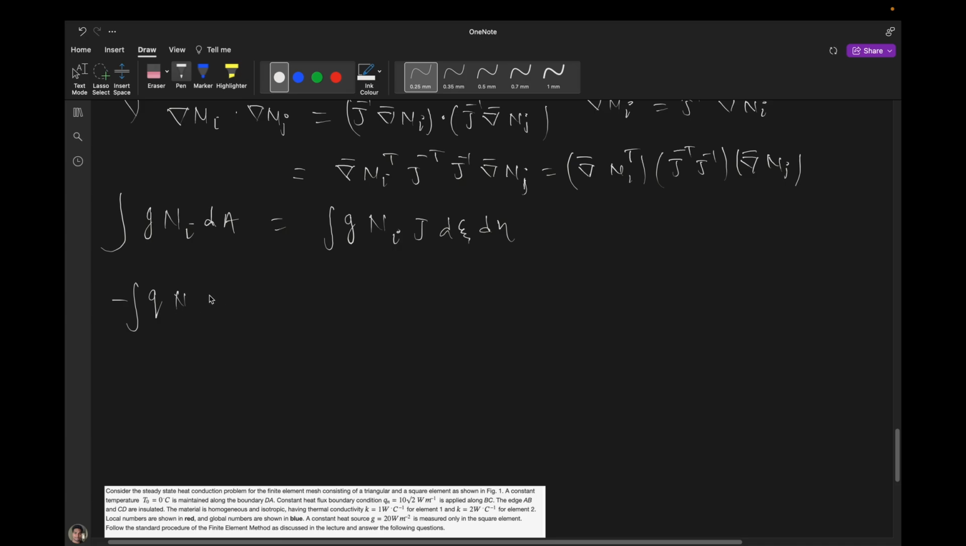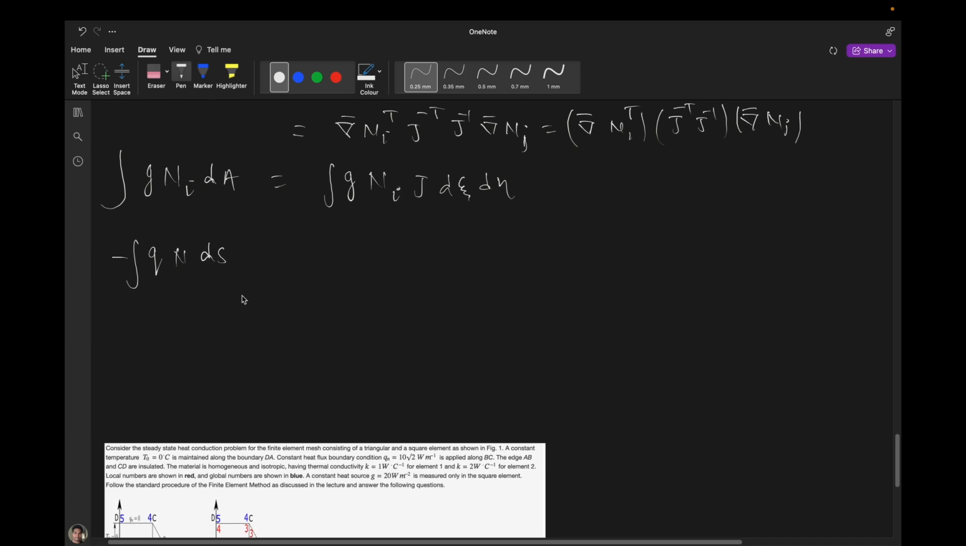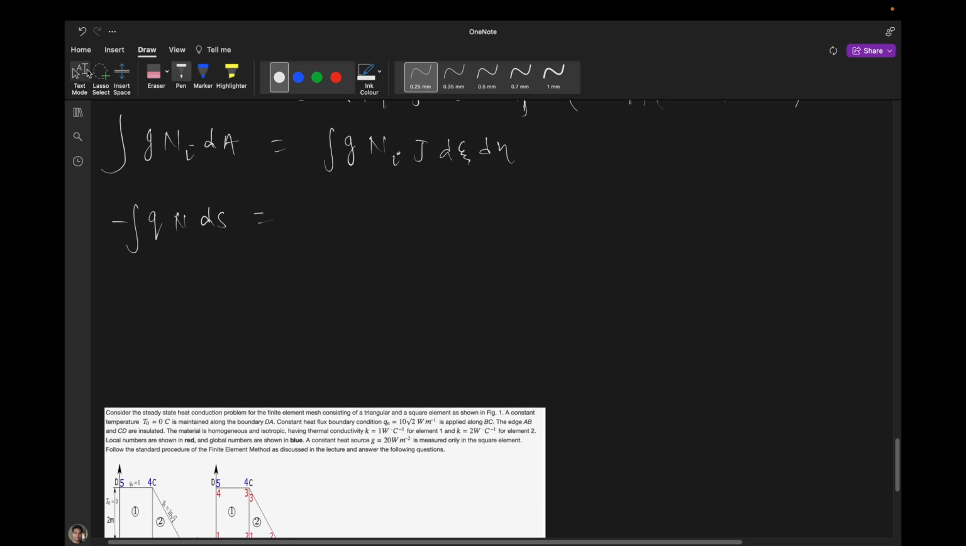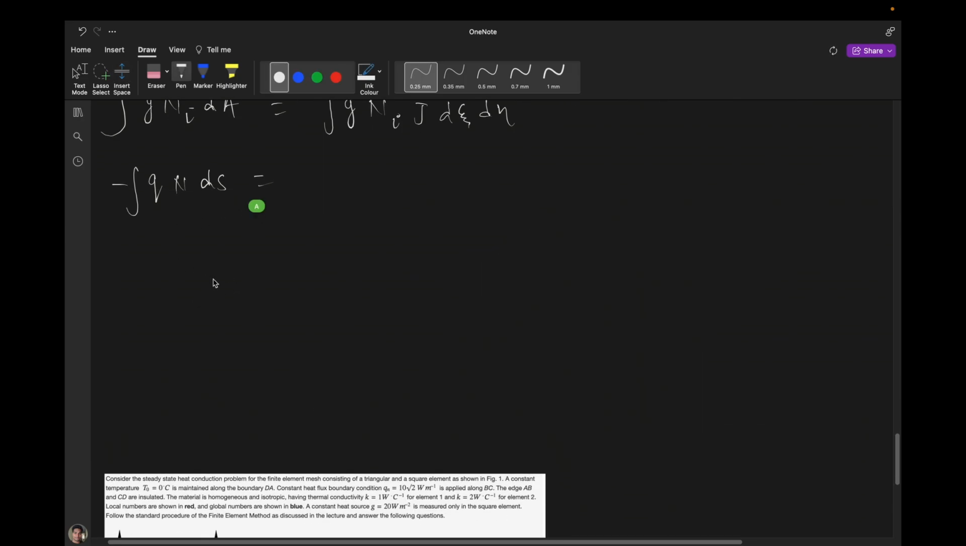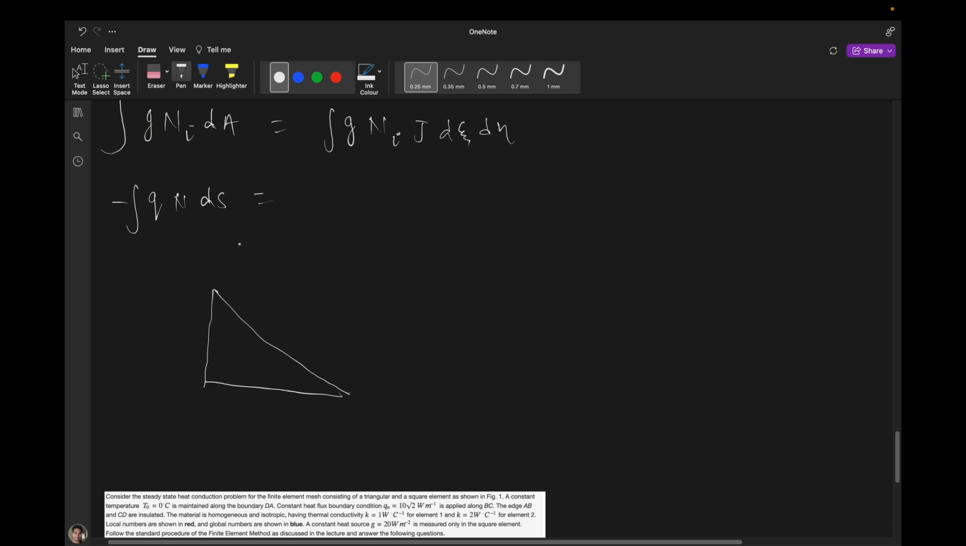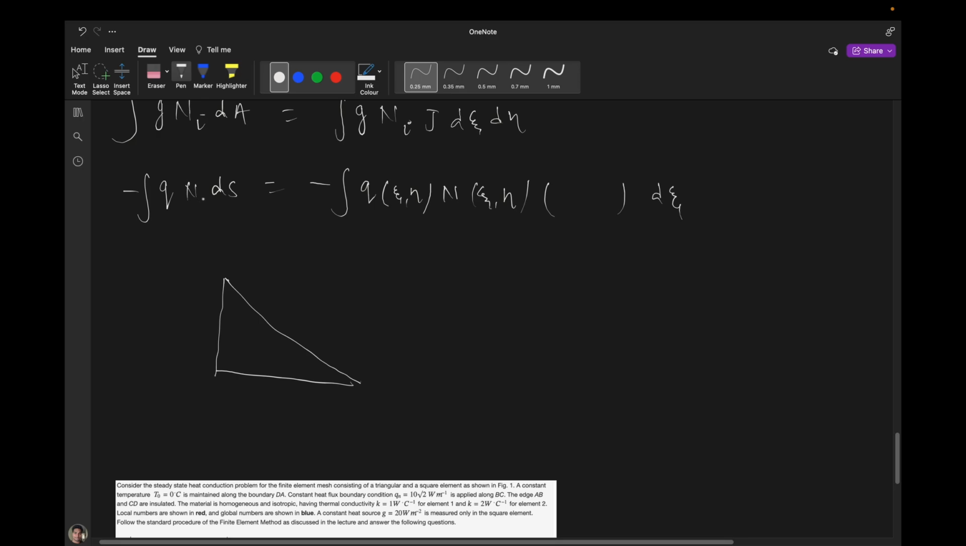Now the major challenge, the biggest challenge, is to do the line integral of q n ds. Okay, what will we do for this thing? Suppose we have a triangle. In this case, first we will write q as a function of xi and eta, and n is already a function of xi and eta. But the main thing is how we will convert ds. What should come here so that ds becomes either del xi or del eta? Okay, so here it will be n_i.